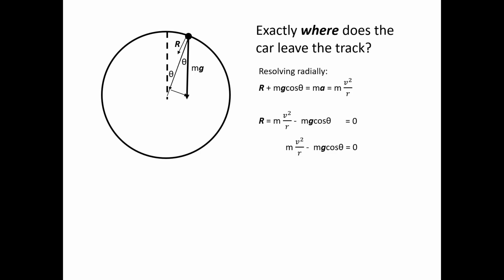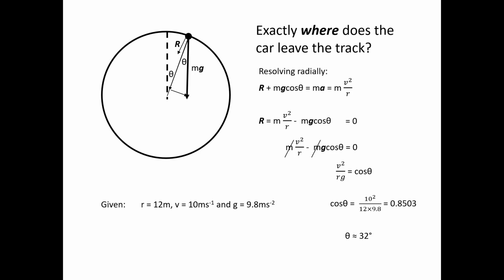The first thing we can do is divide out those m's. We can then move the g cos theta to the other side of the equal sign, divide through by g, and get that. Well, now it's easy, because we know the radius of the loop, we know g, and we know the velocity of the car. So we simply stick in those numbers into the formula and find that cos theta equals 0.8503, so 32 degrees from the vertical is the point at which the car leaves the track.